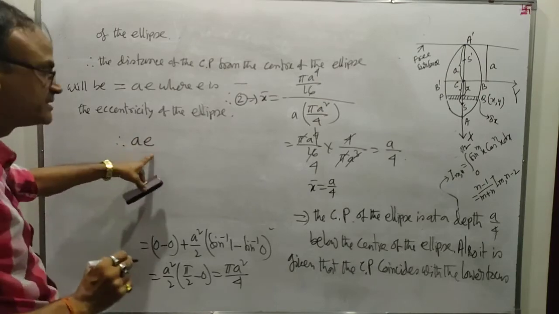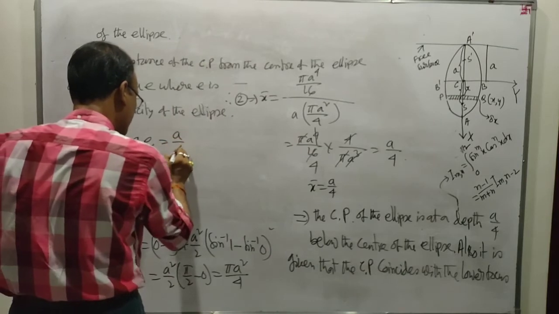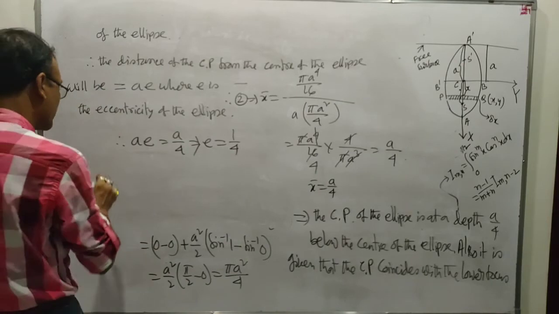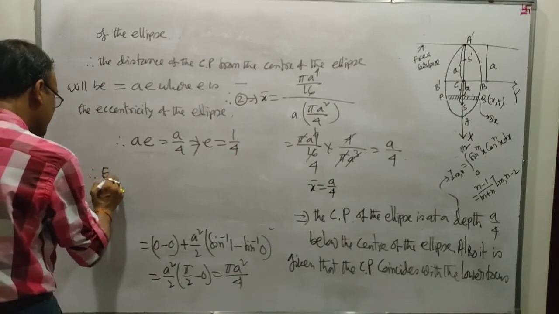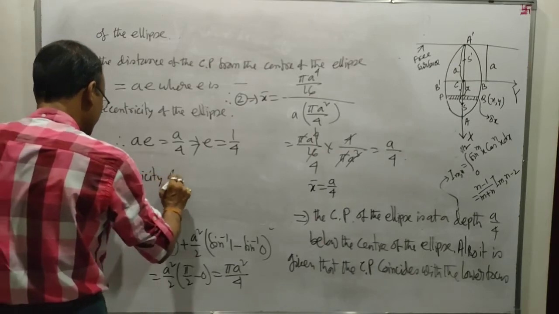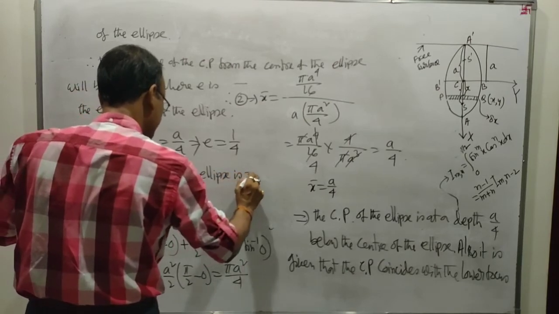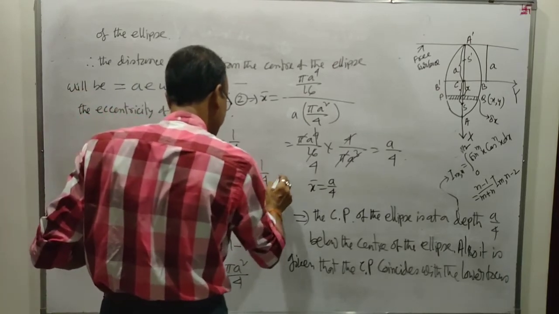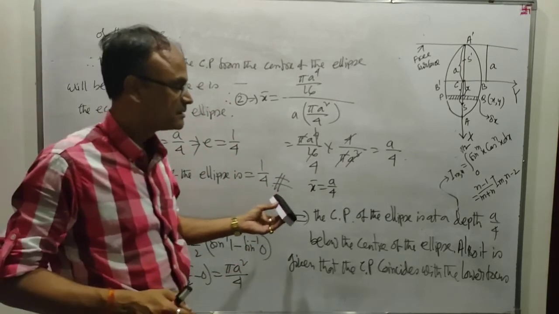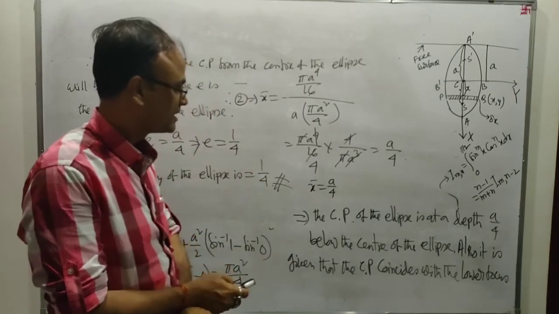Therefore, according to the equations, this distance is AE. We have found that it is equal to A by 4. This implies E is equal to 1 by 4. Therefore, the eccentricity of the ellipse is equal to 1 by 4. This completes the answer of the question.